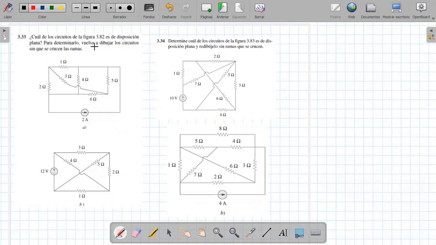To determine it, redraw the circuits without the branches crossing. Practically what it tells me is which circuit can be redrawn so that the elements are in planes, that is, there is no one conductor passing over another. We can see that, for example, here. Look, here there was a resistance and here there is a curve. A curve means that this conductor does not make contact with this one here, but rather passes over it.